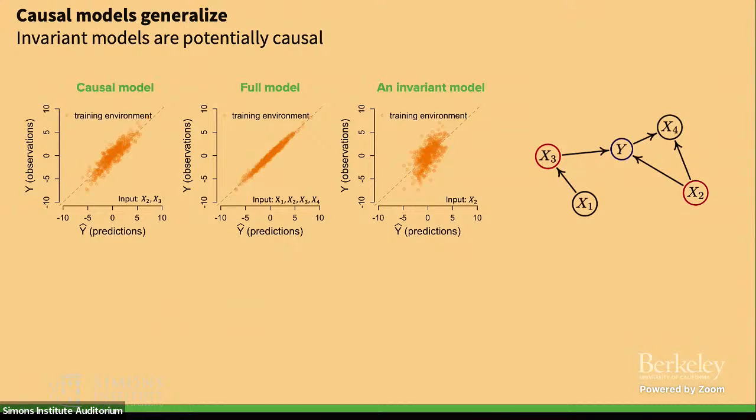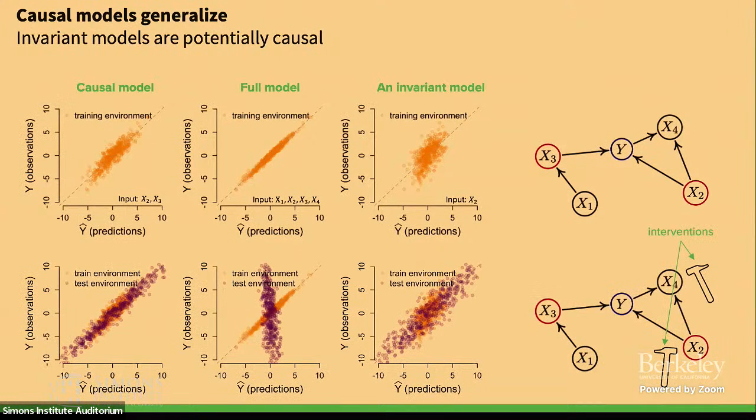So then what we do next, we have now data from a different environment available. I'll call this here the test environment. And in fact, this is generated by intervening on x2 and x4 in this data generating mechanism. So I observe now data from this interventional distribution.